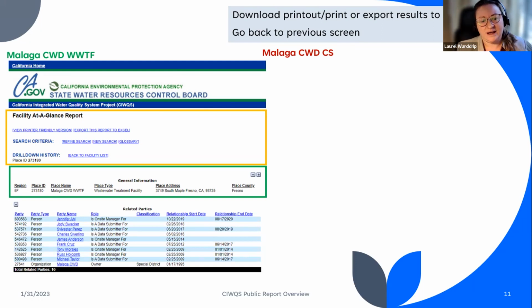And then the first category will be the related parties. These are not the legally responsible officials per se. We'll go through where to find some of that information in a bit.